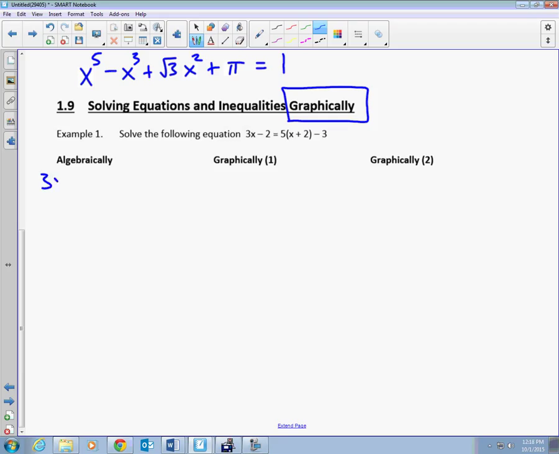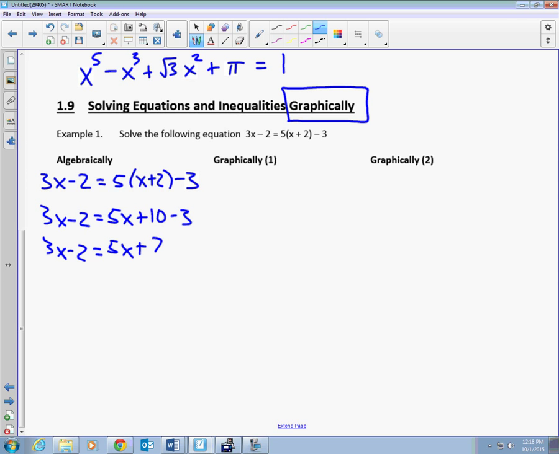First of all, algebraically, 3x minus 2 equals 5 times x plus 2 minus 3. We all know how to solve this algebraically, correct? Piece of cake. 3x minus 2 equals 5x plus 10 minus 3. So 3x minus 2 is equal to 5x plus 7. Subtract the 5x's. Negative 2x minus 2 is equal to 7. Add the 2. Negative 2x equal to 9. x is equal to negative 9 over 2, or negative 4.5. We're all good with that, right?